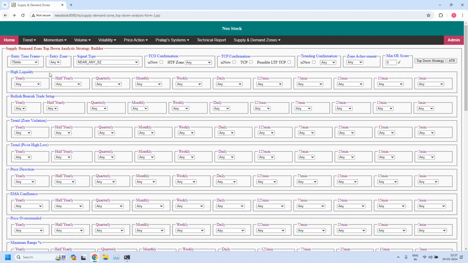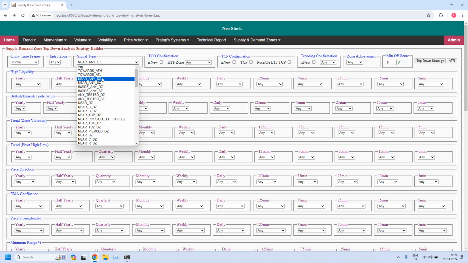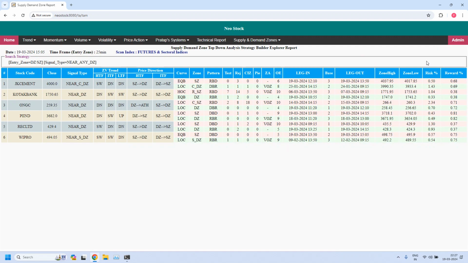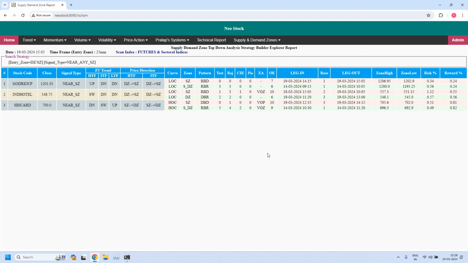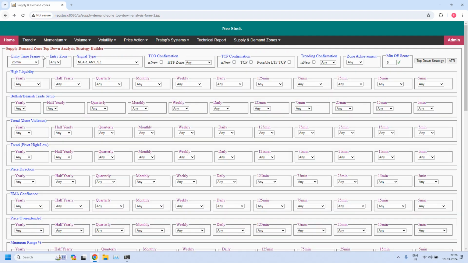So let's go back, changing the time frame to 25 minutes, and let us find the stocks near 25 minutes demand zone. These 6 stocks are filtered. So I'm going back. For 25 minutes time frame, let us find the stocks near 25 minutes supply zone. These 3 stocks are filtered. So let me go back.